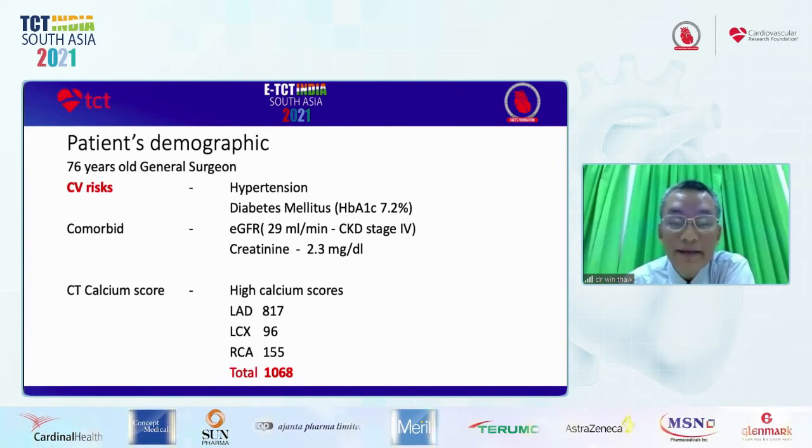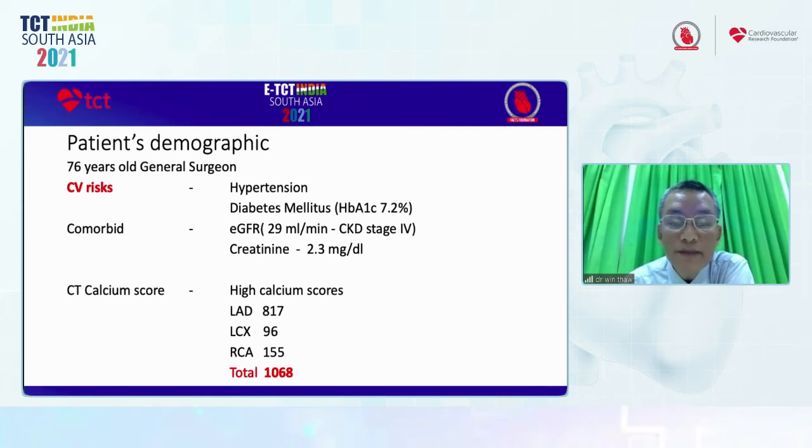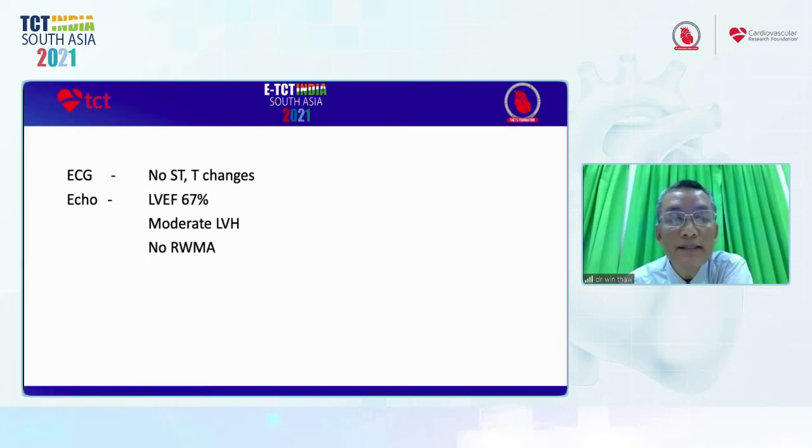He is asymptomatic. Because of his age and the risk factors, I requested a CT calcium score. It turned out to be LAD 817, LCX 96, RCA 155, total 1068, a high calcium score. His ECG shows no ST-T changes. EF is 67% and no regional wall motion abnormality, moderate LVH only.